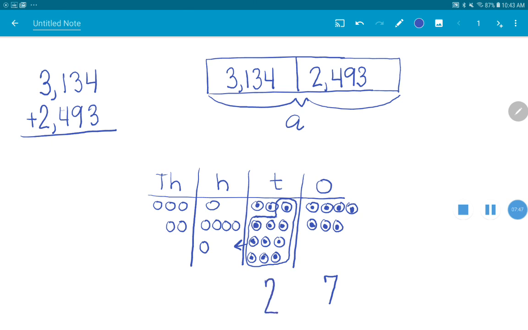So now, if I move to my hundreds, I have 100 plus 400 plus 100. If I count those, that's 1, 2, 3, 4, 5, 600s. Is there anything to regroup there?